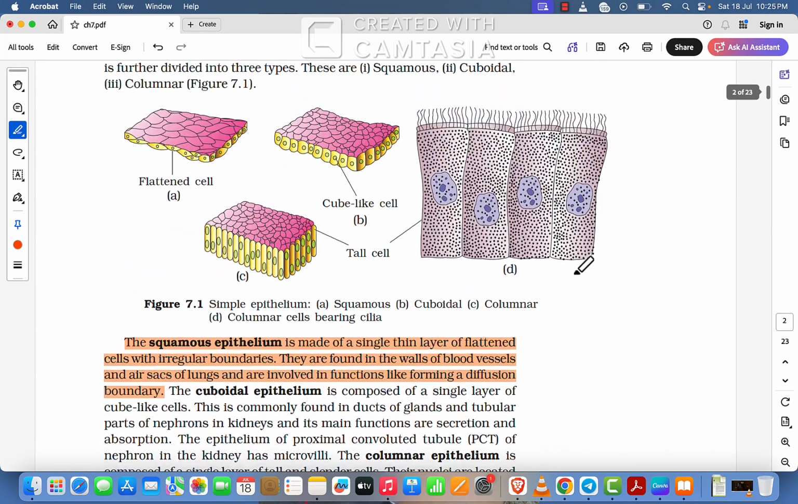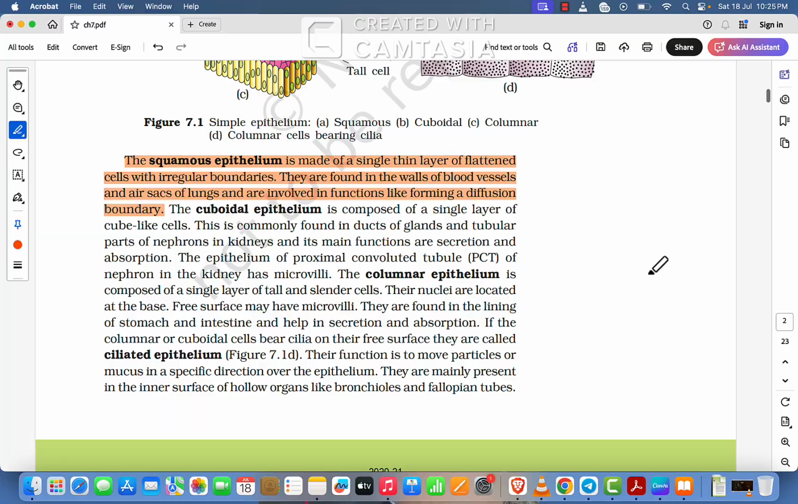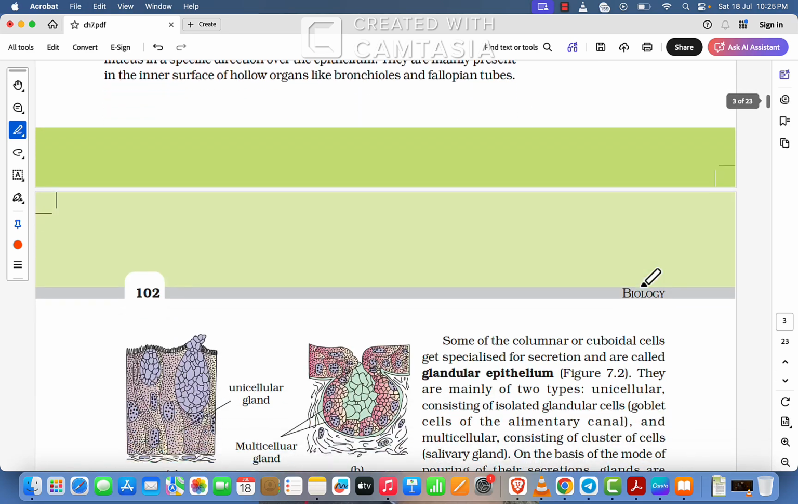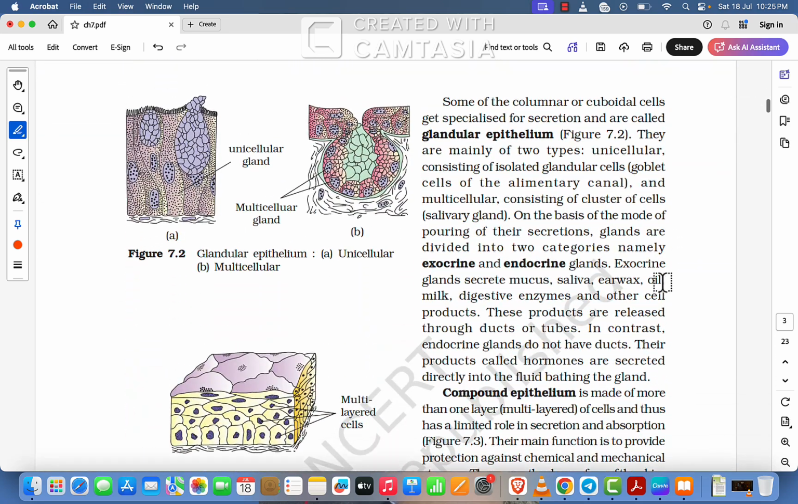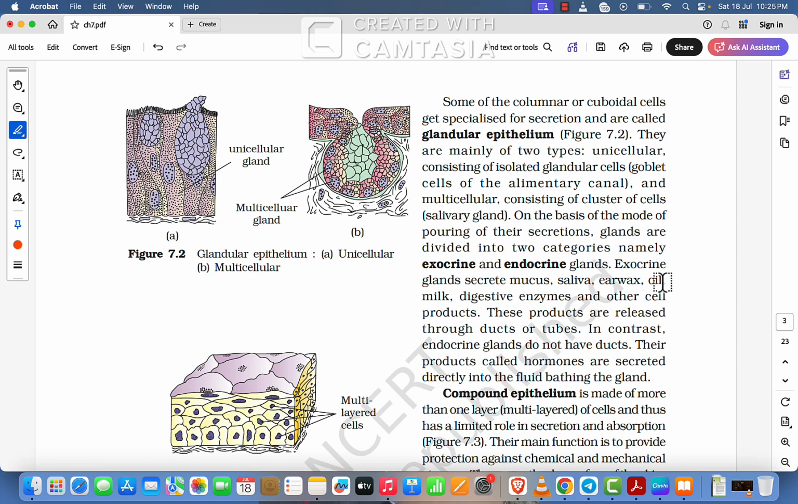देख रहे हैं. Okay. Their function is to move particles of mucus in a specific direction over the epithelia. They are mainly present in the inner surface of hollow organs like bronchioles and fallopian tube. क्योंकि उनको डायरेक्शन चाहिए होता है तो fallopian tubes और bronchioles में present होती हैं. Some of the columnar or cuboidal cells get specialized for secretion and are called glandular epithelium.